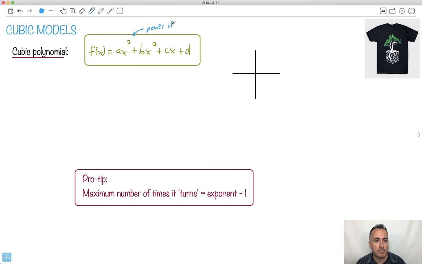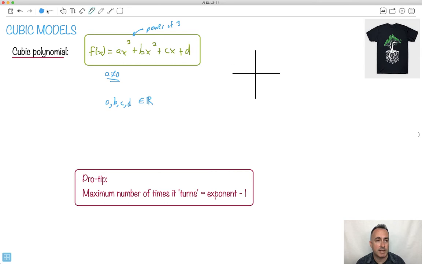Power of 3. Because of that, then, we can state that a can't be 0, because if a was 0, it wouldn't be to the power of 3. We also know that a and b and c and d, they're just real numbers. So it could be anything, any coefficients here, okay? It's just a matter of finding them.